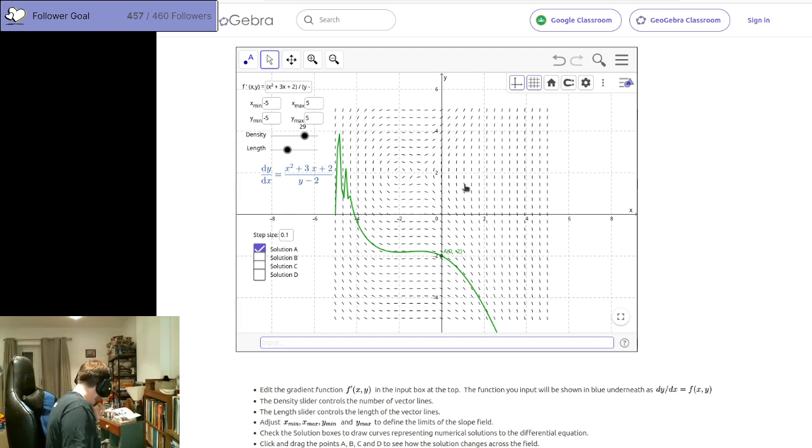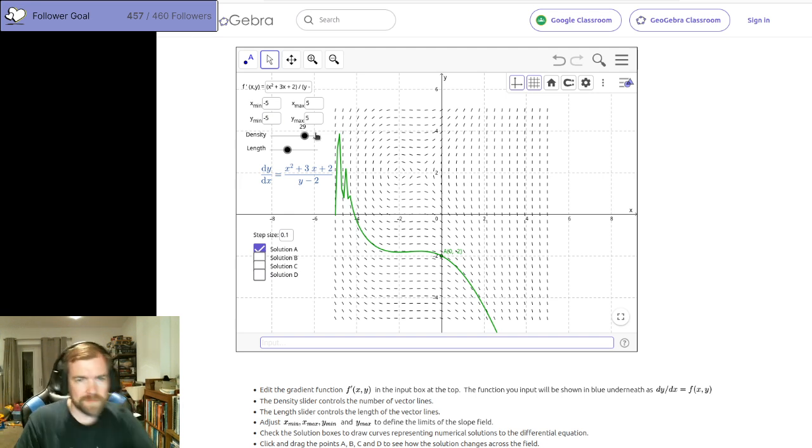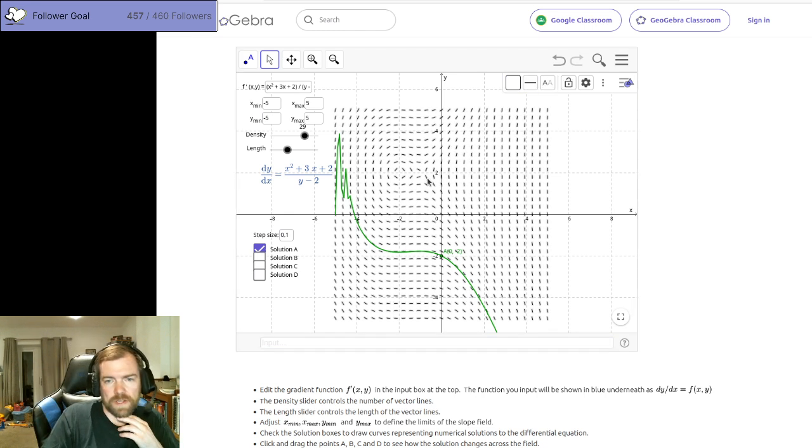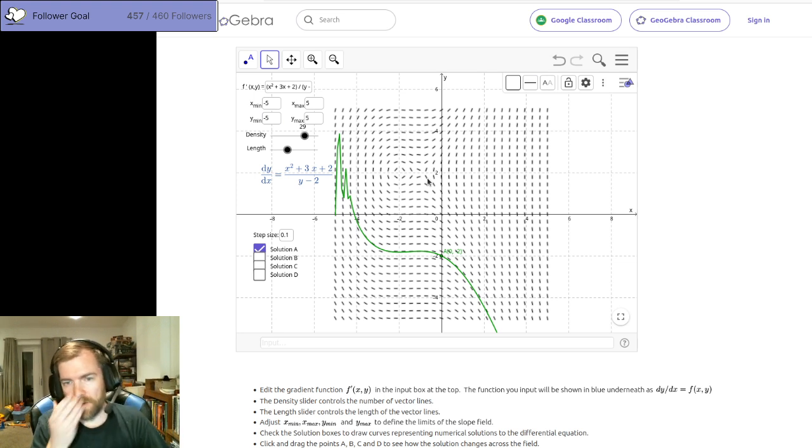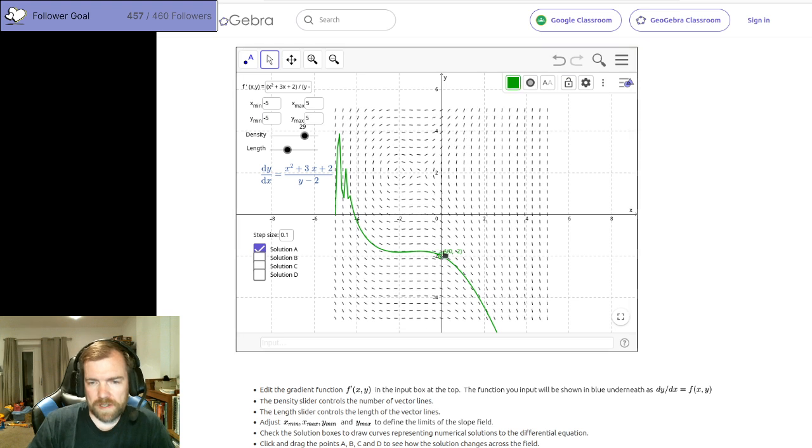What's this other function? The x squared plus 3x plus 2, all divided by y minus 2. That's the one. Okay. So this is actually a function that's on the cover of the 10th edition of Boyce and DiPrima. So I stared at it quite a bit. But one of the things that you can notice here is that as we change our initial value, we get some really weird stuff going on over on the left.